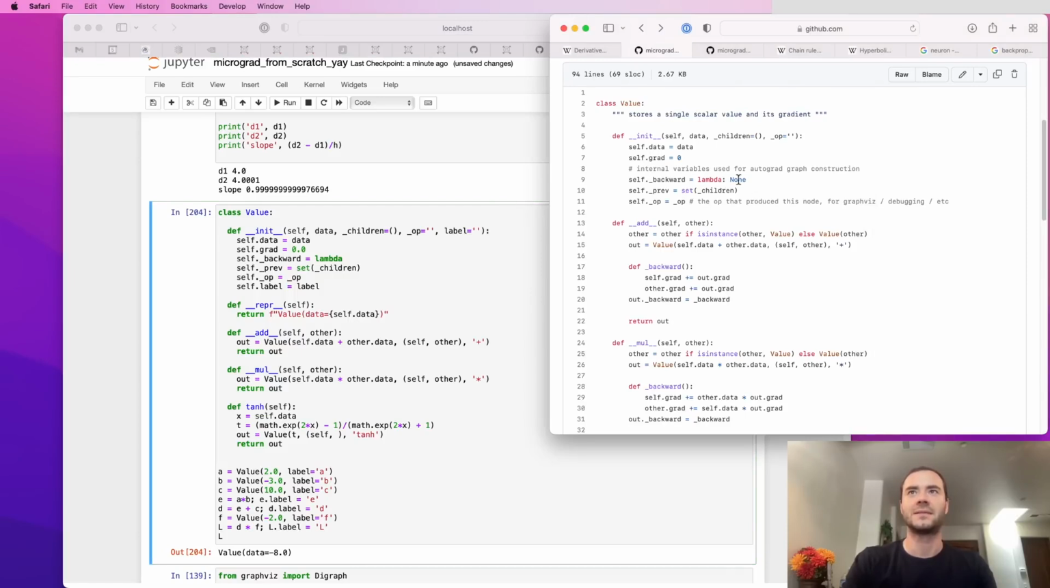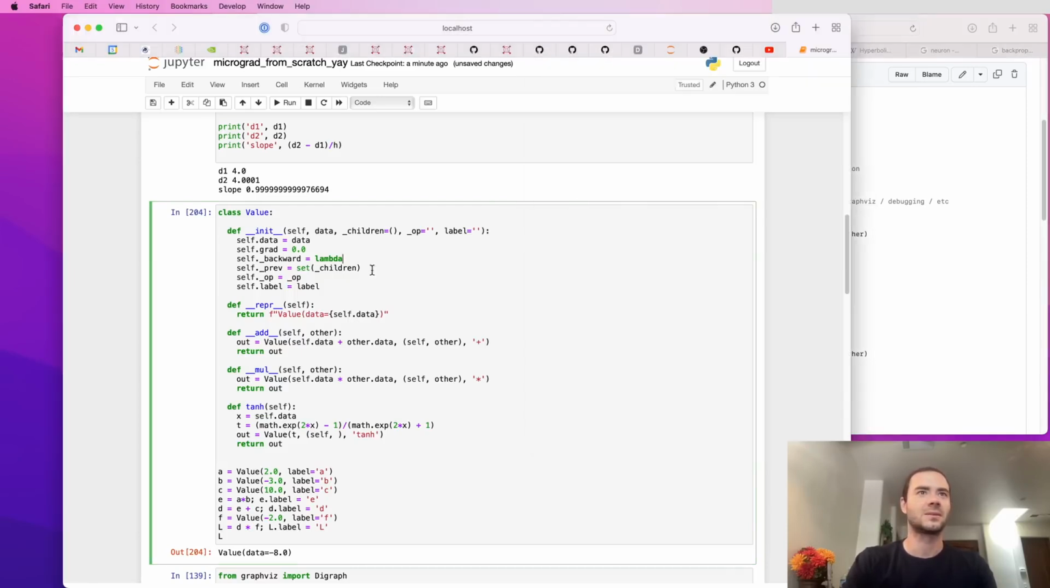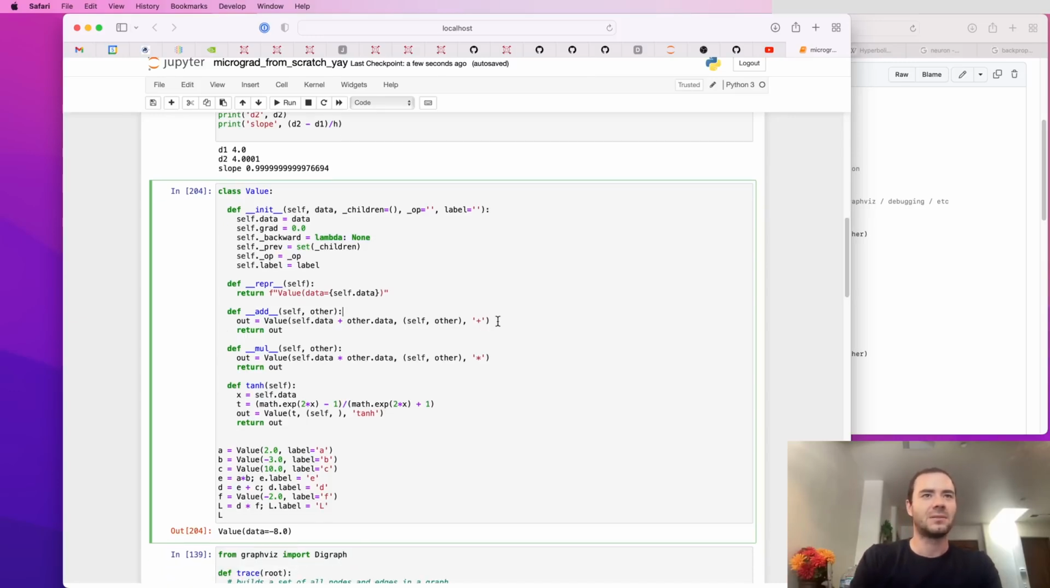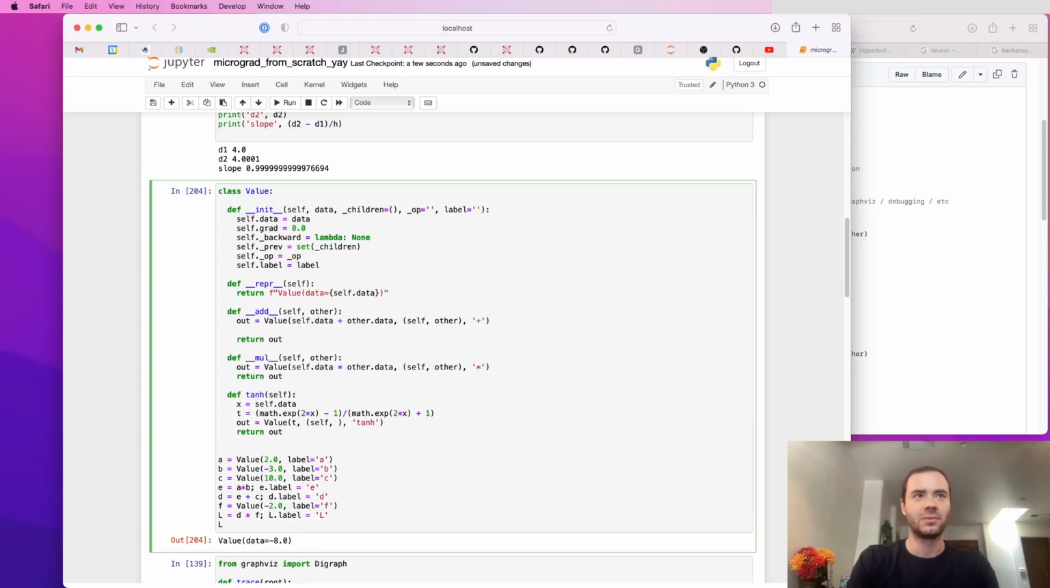So by default, this will be a function that doesn't do anything. And you can also see that here in the value in micrograd. So we have this backward function. By default, it doesn't do anything. This is an empty function. And that would be the case, for example, for a leaf node. For a leaf node, there's nothing to do. But now, when we're creating these out values, which are an addition of self and other, we'll want to set out's backward to be the function that propagates the gradient.